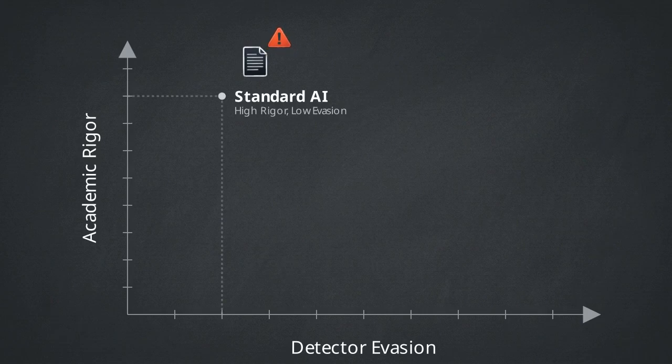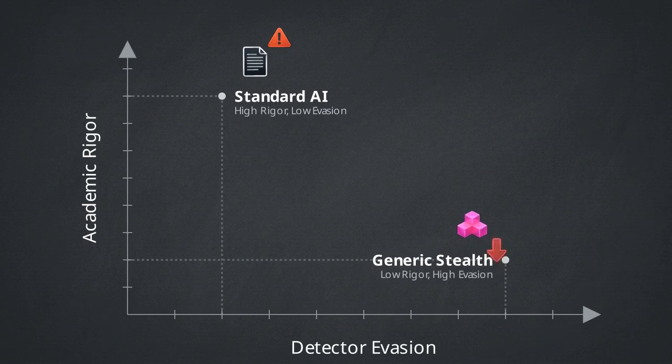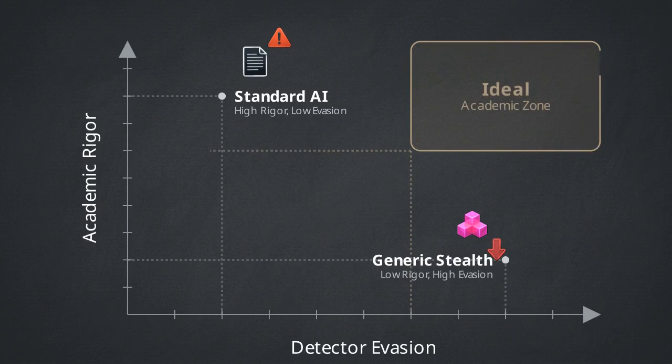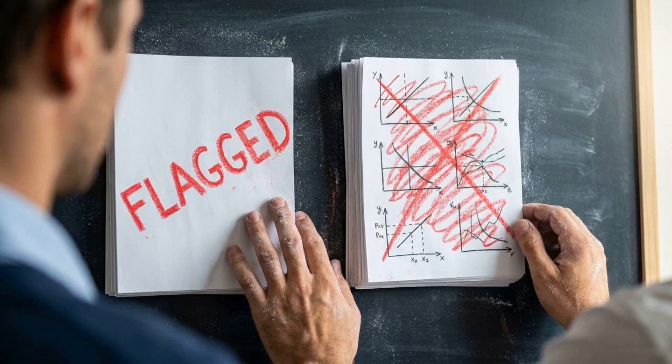Generic stealth tools sit squarely in the bottom right. They easily bypass detectors but entirely destroy the scholarly tone, which leaves a glaring empty space right here. Academics desperately need a functional tool in the specific top right zone. Until researchers find a tool designed for that quadrant, the choice remains between institutional risk and professional degradation.